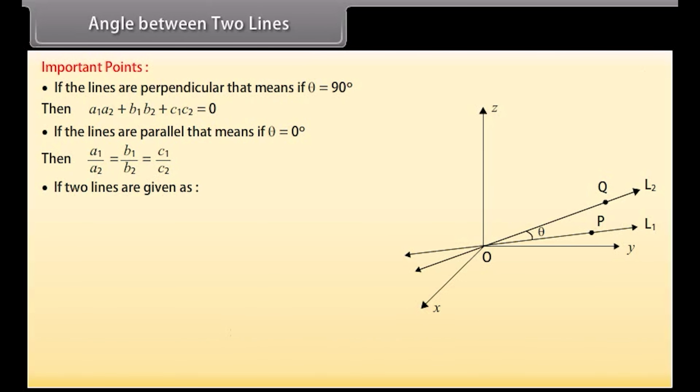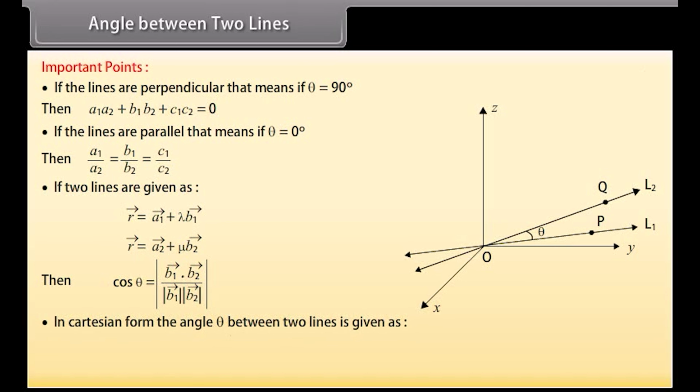If two lines are given as vector r equals vector a1 plus lambda vector b1 and vector r equals vector a2 plus mu vector b2, then cos theta equals modulus of (vector b1 dot vector b2) by (modulus of vector b1 into modulus of vector b2). In Cartesian form, the angle theta between two lines is given as cos theta equals modulus of (A1 A2 plus B1 B2 plus C1 C2) divided by square root of (A1 square plus B1 square plus C1 square) into square root of (A2 square plus B2 square plus C2 square).